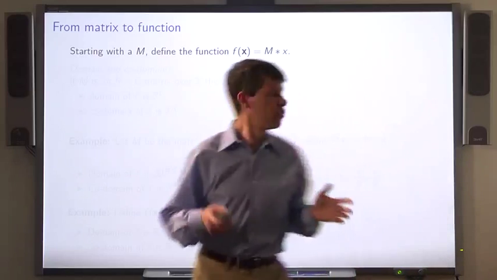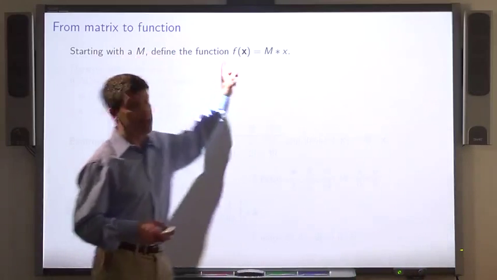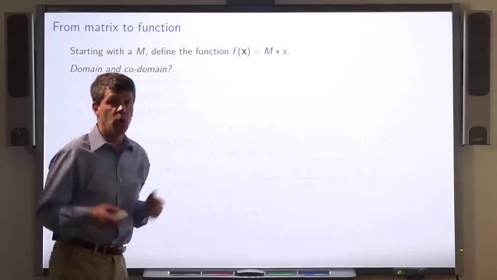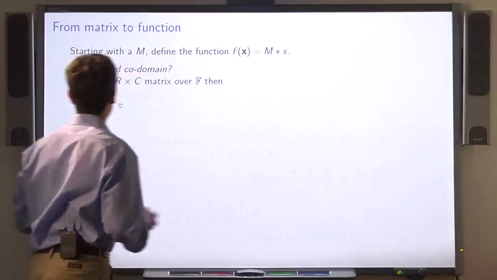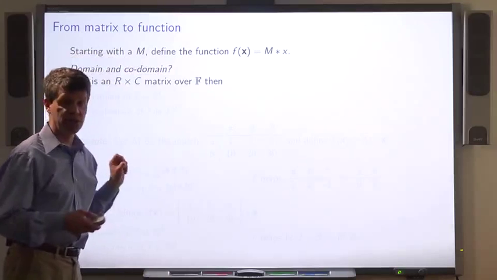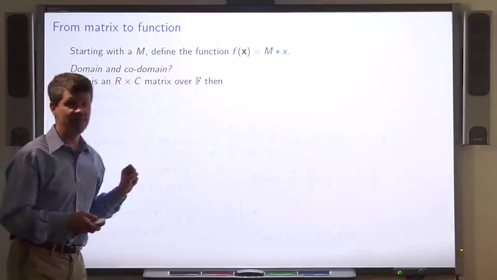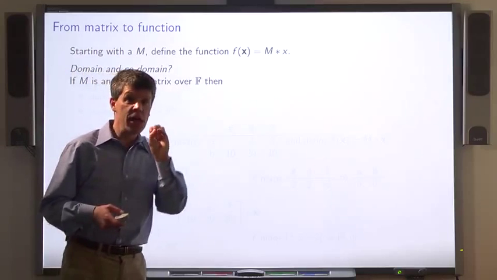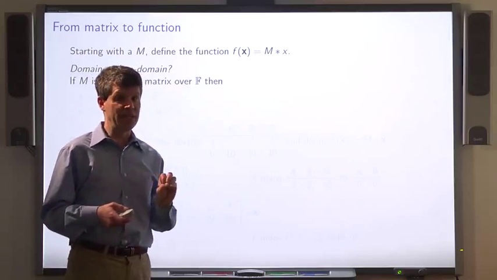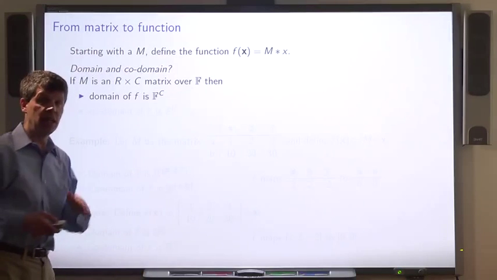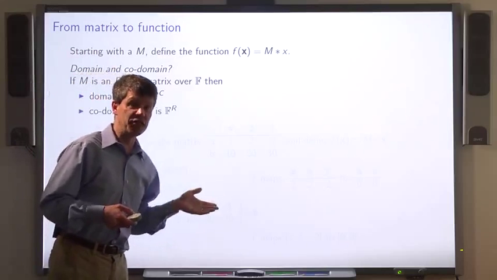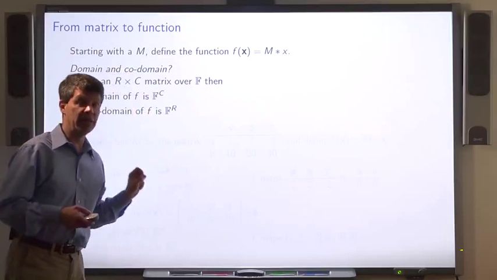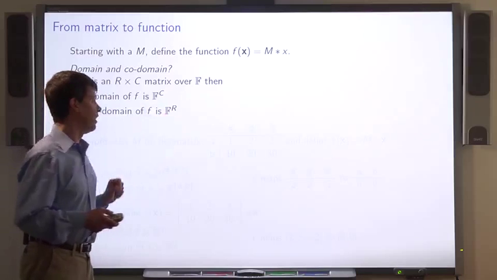Let's go the easy direction first. We start with a matrix M. We define the function f of x to be f of x equal M times x. Now, what are the domain and codomain of this function? Well, let's say M is an R by C matrix over the field F. Then the domain of f is F to the C, because the input to the function has to have as its domain the label set of the matrix. Similarly, the output of the function is a vector with domain R.